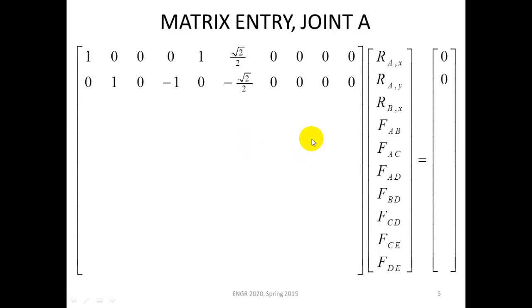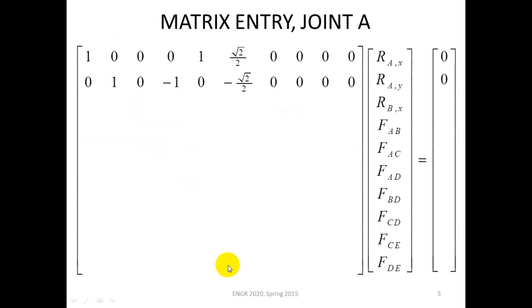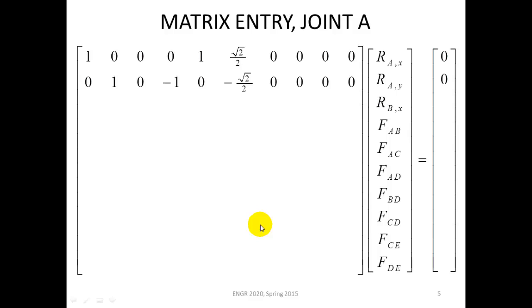When I say acknowledge, in the sense that if, let's say, R sub Ax is not in the y direction, obviously, then it has to be shown with a 0. Likewise, if R sub Ax is present in the x direction equation, it has a coefficient of 1. Here F sub AC has a coefficient of 1, and F sub AD has coefficient of cosine of 45 degrees, which is square root of 2 over 2. So in the first row, I should have 1 for R sub Ax, 1 for F sub AC, and square root of 2 over 2 for F sub AD, which is what you see here.